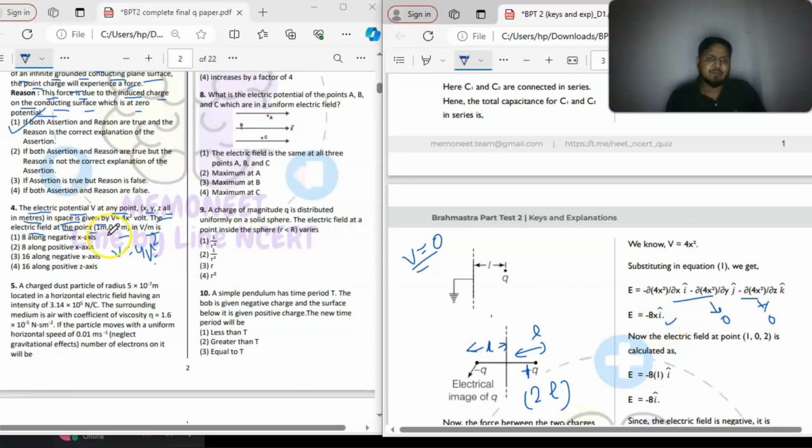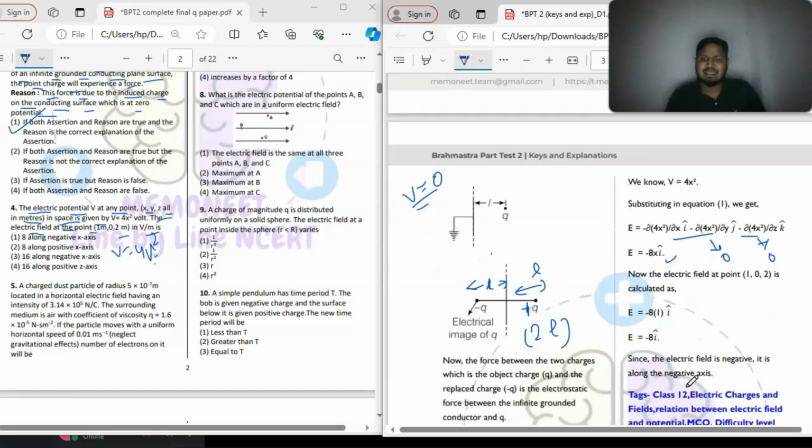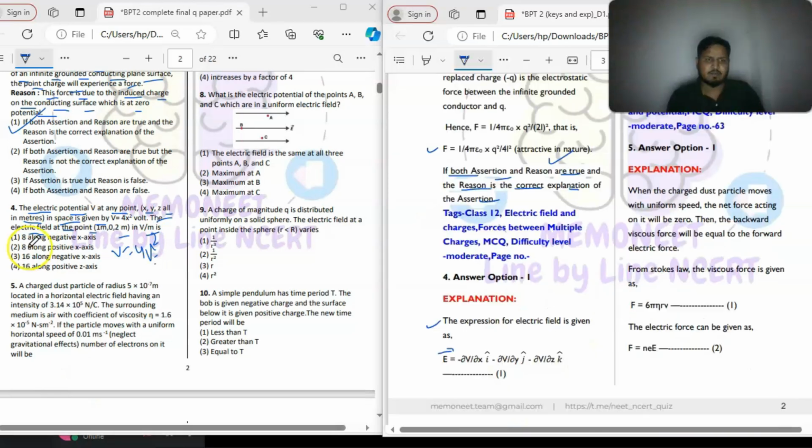Now the question is that we have to find the field at the point 1 comma 0 comma 2. So in place of x we put 1. After solving this we will get minus 8 i cap, right? So the electric field is negative, and it is along the negative x axis. So our first option is the correct option, right? Now move to the next question.